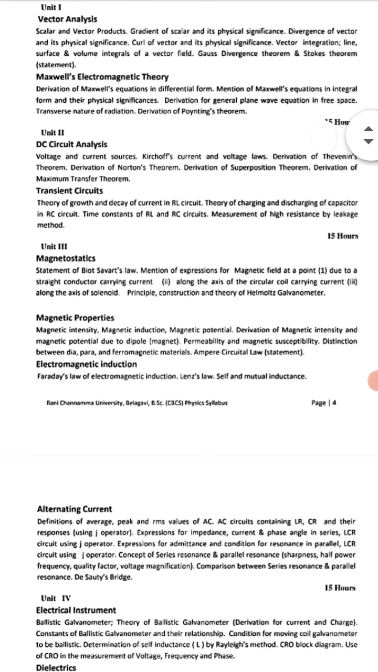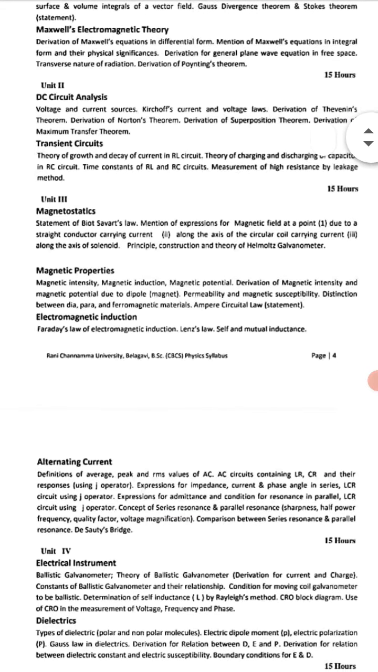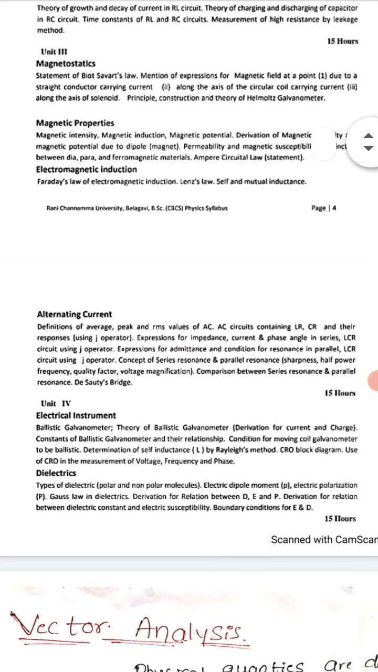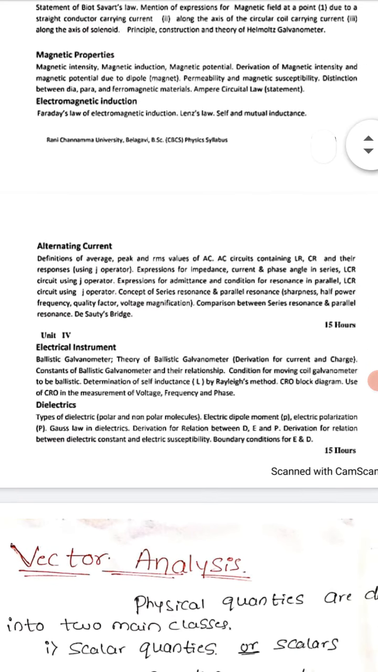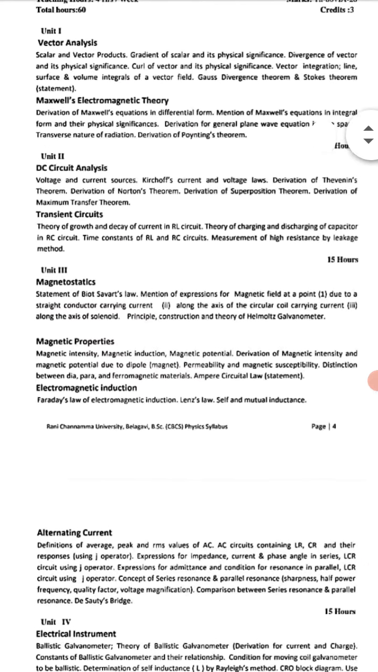Then the third unit is magnetostatics, with the parts magnetic properties, electromagnetic induction and alternating current. This is also a 15 hours syllabus. Lastly, the fourth unit is electrical instruments and dielectrics. This is also a 15 hours syllabus.